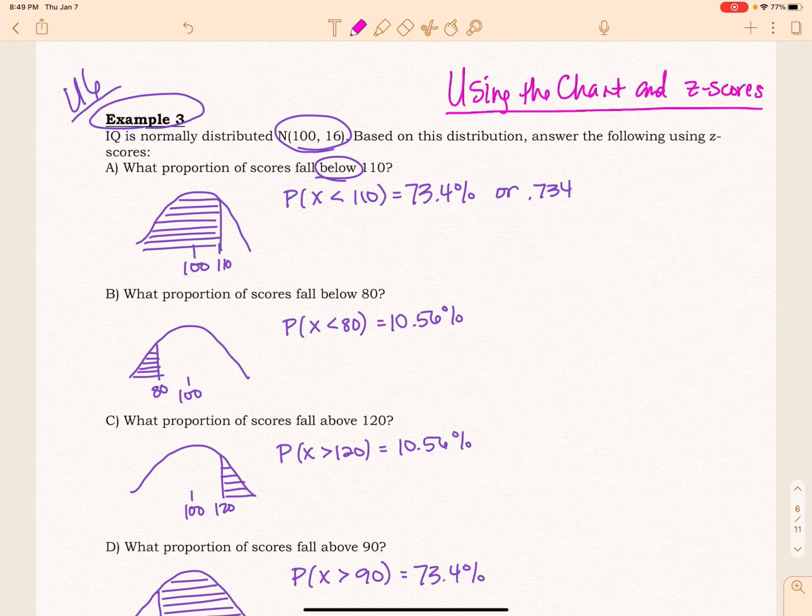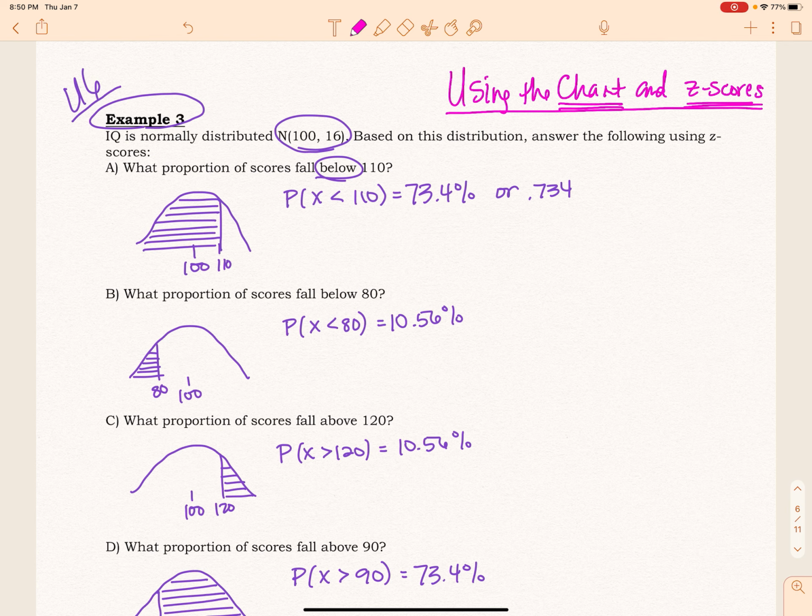Okay, AP Statistics, we are going to revisit example 3 in this video, and this time I'm going to show you how to find the answers using the chart and z-scores. In other words, this is a paper and pen method in which you do not need a calculator or the use of Statplet. So I just want you to have another tool in your tool belt. So we are going to revisit each of these problems and find the answers using the chart.